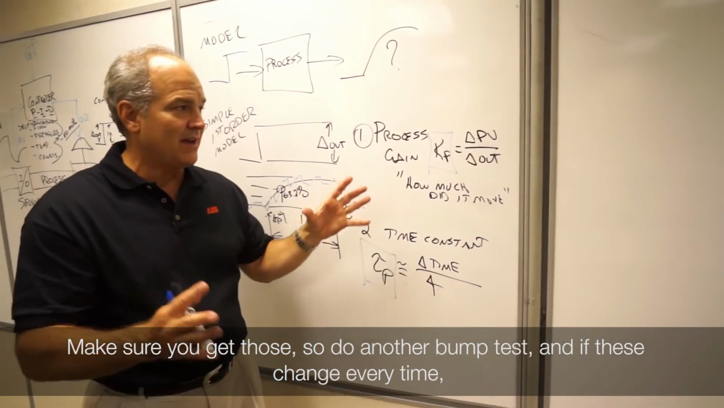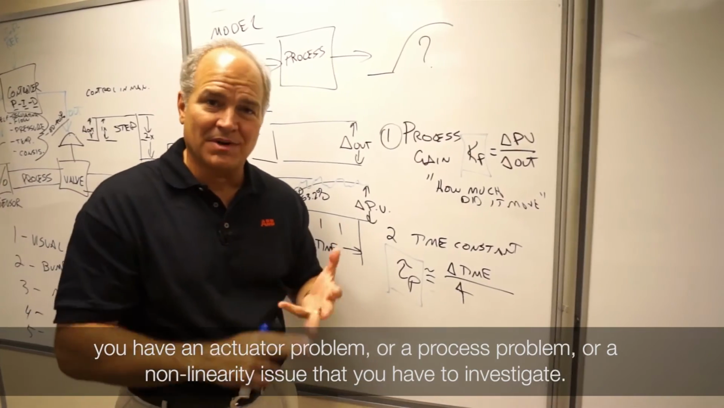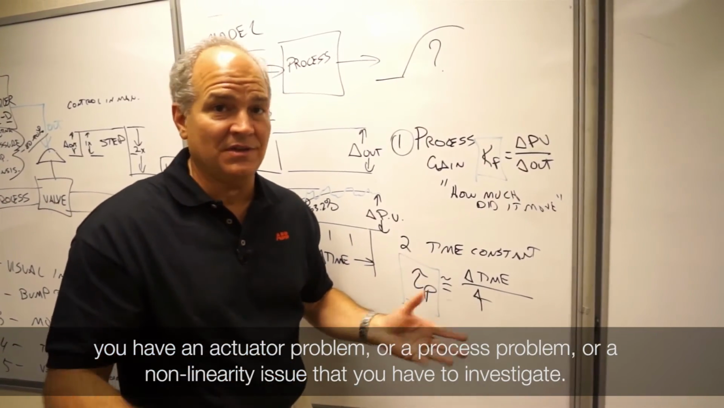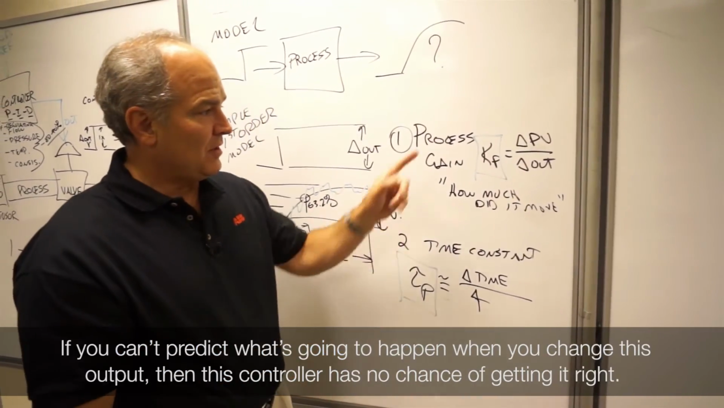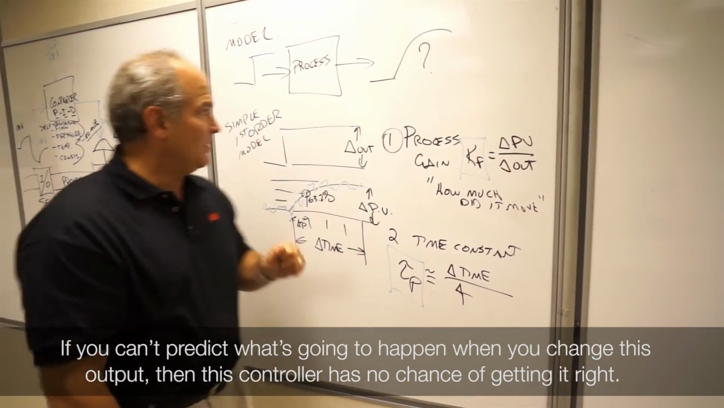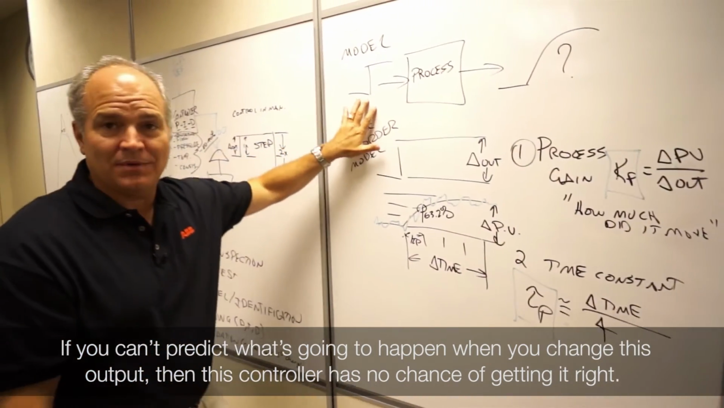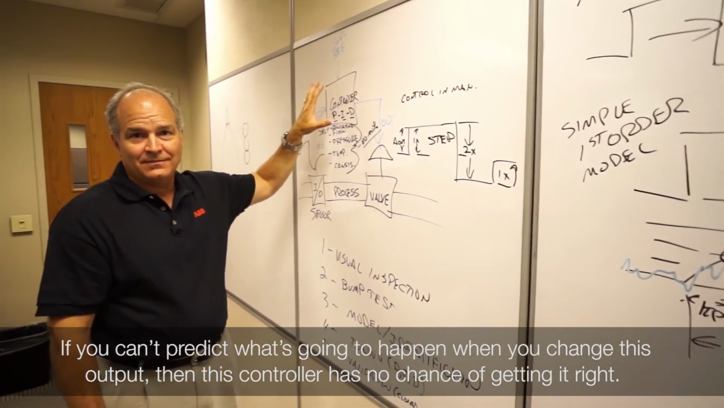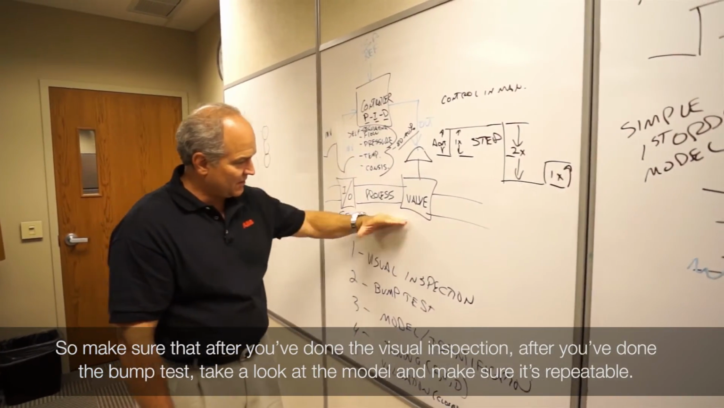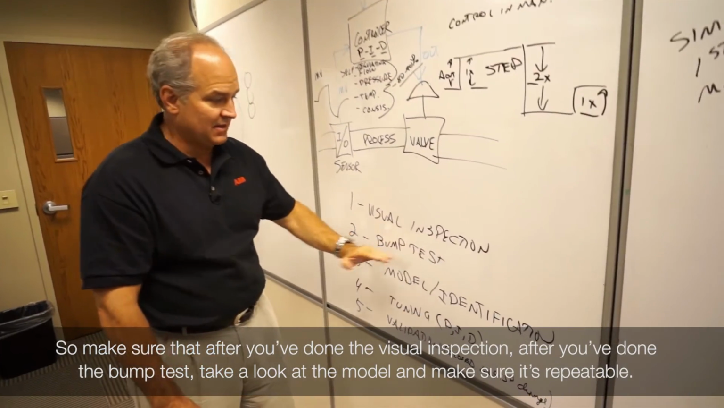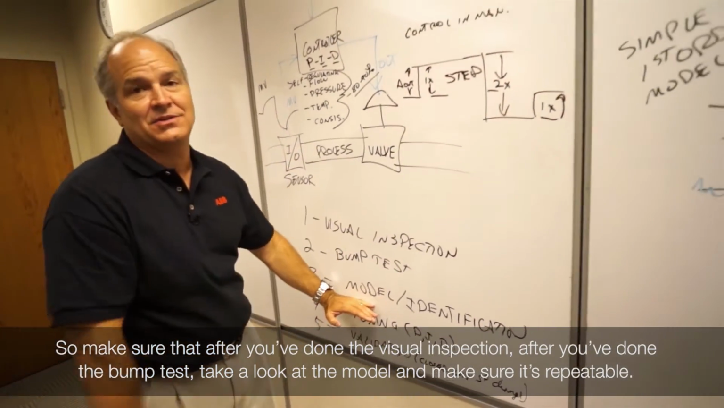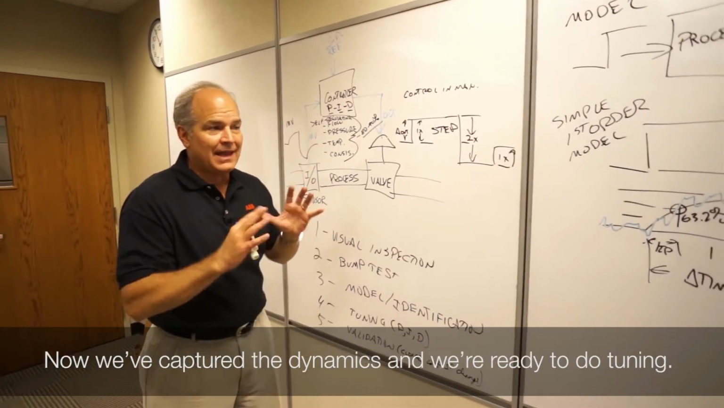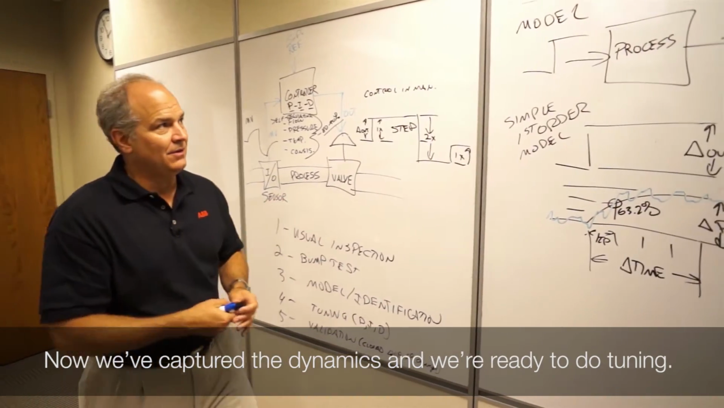If these change every time, then you've got an actuator problem or a process problem or a nonlinearity issue that you have to investigate. If you can't predict what's going to happen when you change this output, then this controller has no chance of getting it right. So make sure that after you've done the visual inspection, after you've done the bump test, you take a look at the model and make sure it's repeatable. Now we've captured the dynamics. Now we're ready to do tuning.